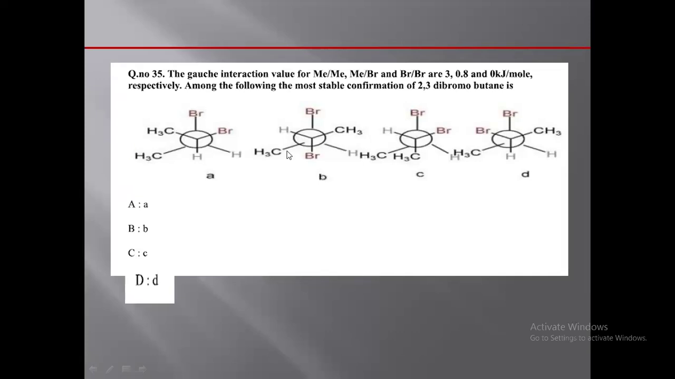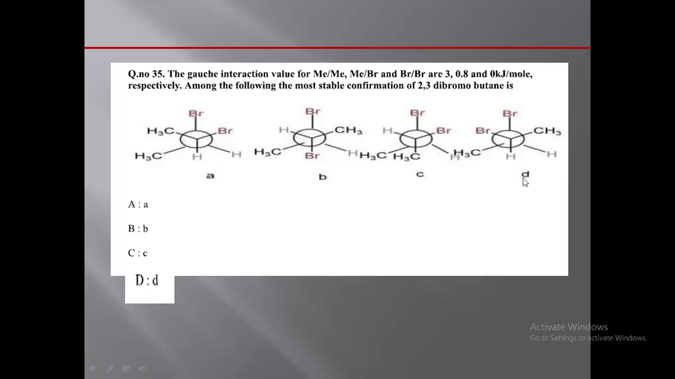Why am I saying B is correct? See here, these methyls are anti. Means there is no steric repulsion as well as no dipole moment. These bromines are also not close. Come to A here, the bromines are very close. These CH3 are also close. Means there is a steric repulsion as well as dipole interaction. Come to B, there is no steric repulsion, there is no dipole interaction. C, again here the same. The methyls mean steric repulsion is there, and dipole interaction is also there in bromine.